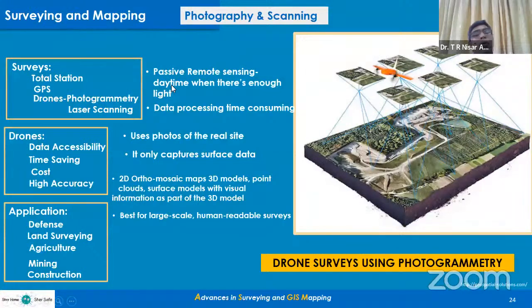And before that, if you look into the surveys, how the technology has changed. From the civil engineering perspective, we started with total stations, GPS, and drones. Almost all drones are in common use now. Because of drone technology, it is possible to access data anytime. There will be time saving, huge cost saving, and ultimately a huge improvement in the accuracy of the data.